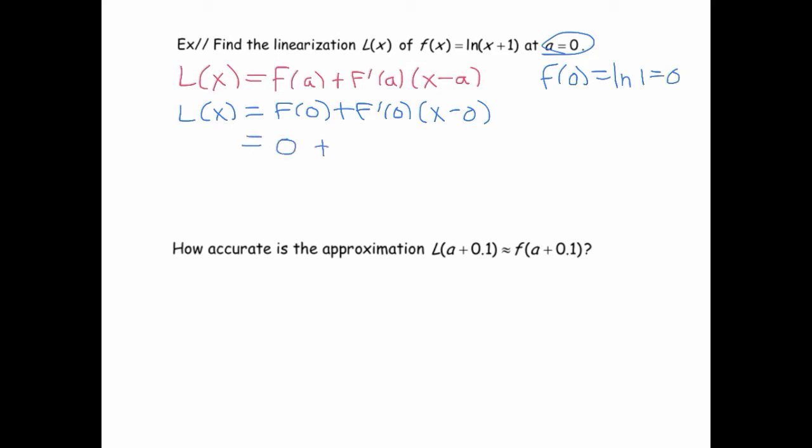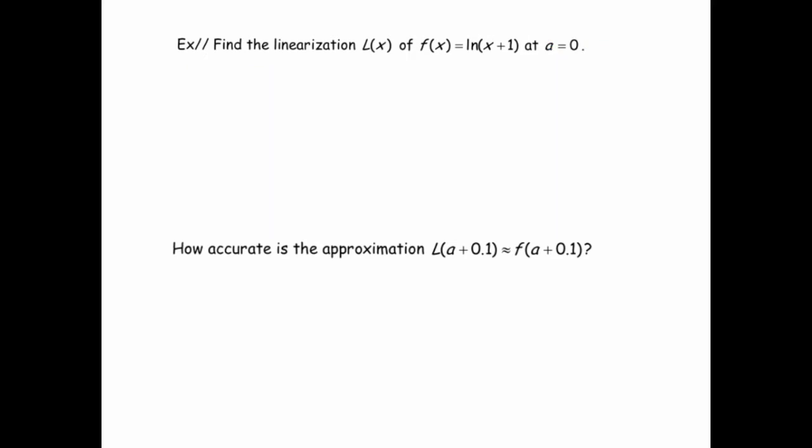F prime of 0 would be the derivative at 0, so we've got to find the derivative first. So the derivative of a natural log of x plus 1 would be 1 over x plus 1. And then if I plug in 0, I get 1 over 1. So I get 1, 1x. So the linearization is x.